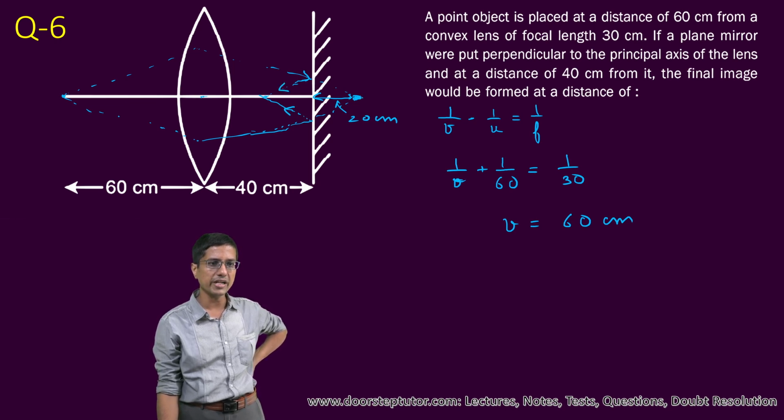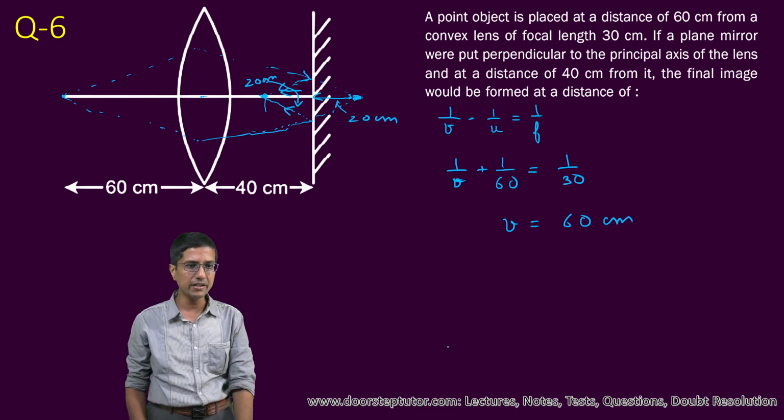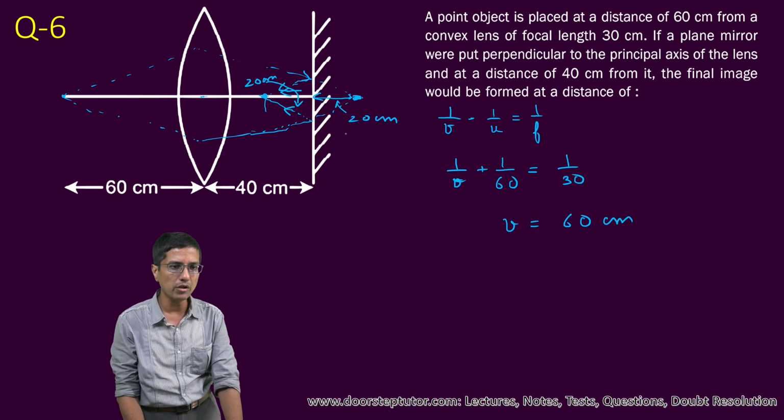Now, for this image to be formed, the real object would be here, 20 centimeters in front of the mirror. So this is 20 centimeters. Now that is clear. We already know that this is 20 centimeters. So what to do now?